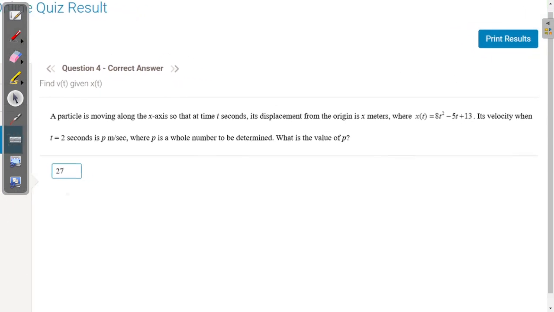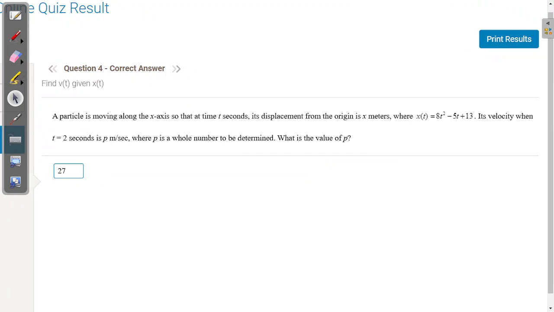A particle is moving along the x-axis so that at time t seconds its displacement from the origin is x meters, where x(t) equals 8t squared minus 5t plus 13. Its velocity when t equals 2 seconds is p meters per second, where p is a whole number to be determined. What is the value of p?